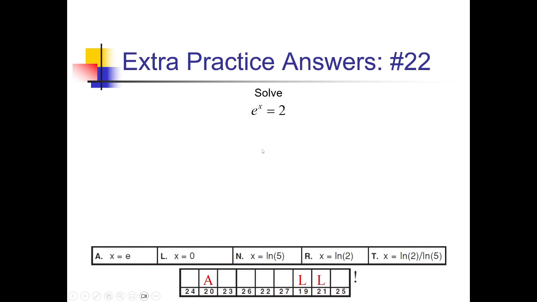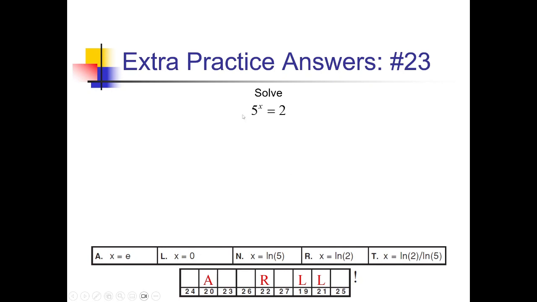For this one, I have to take the ln of both sides to get rid of the e. So ln of e to the x is just x, and we have ln of 2. ln of 2 then is going to be my x value, which gives me R for the answer. Put that in spot 22.